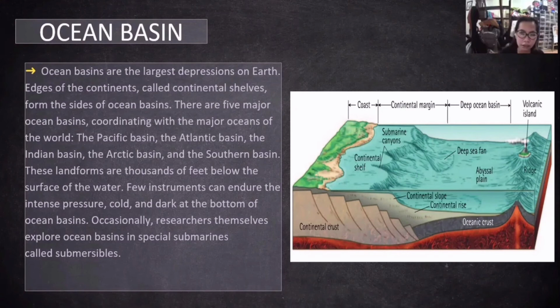Usually the average depth of these basins is 4 kilometers below. Few instruments can endure the intense pressure, cold, and dark at the bottom of ocean basins. Occasionally, researchers themselves explore ocean basins in special submarines called submersibles.